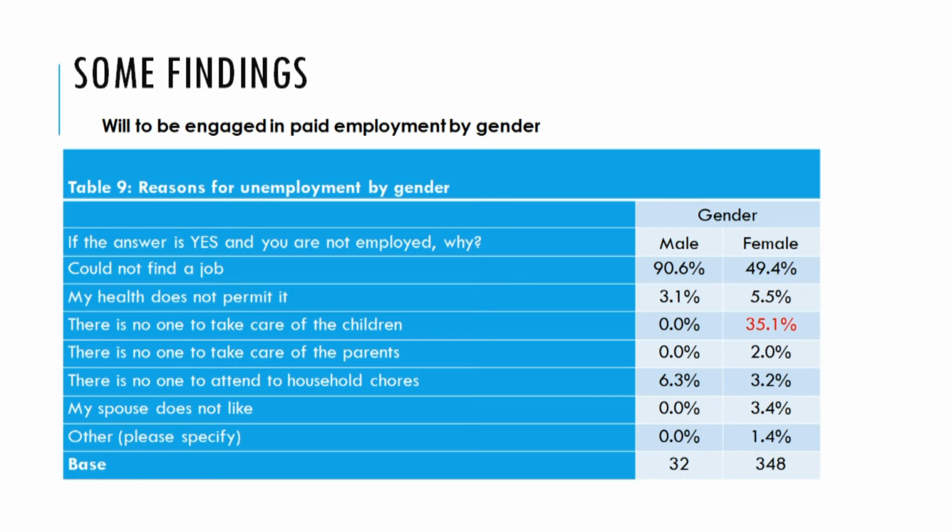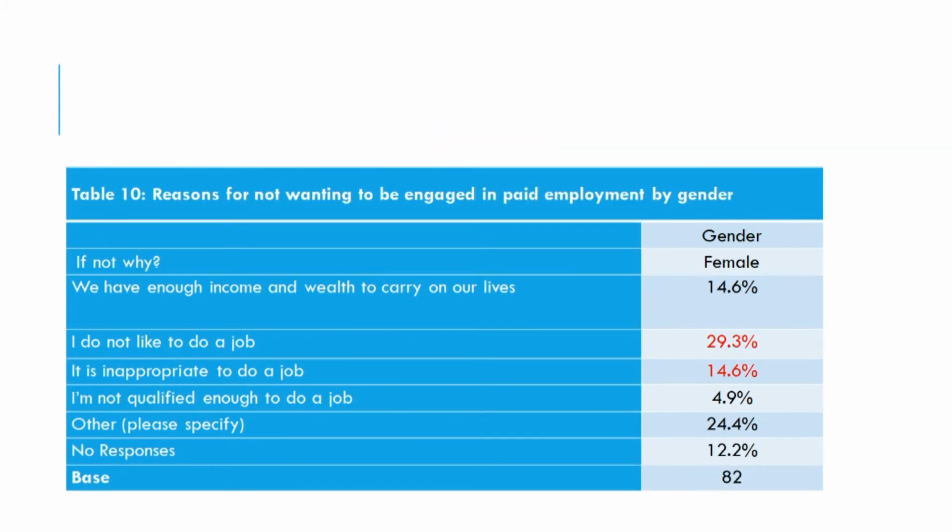But what is interesting is what I would like to highlight in red, where the women, out of the women that we interviewed in this study who are willing to engage in paid employment, are not employed because there's no one to take care of their children. This also very much resonates with what we've been hearing this morning, right? The care obligation. And when you look at the reasons for not wanting to engage in paid employment, the numbers are extremely small. This is the result that we got from women respondents.